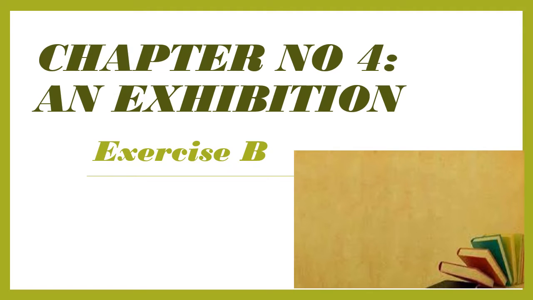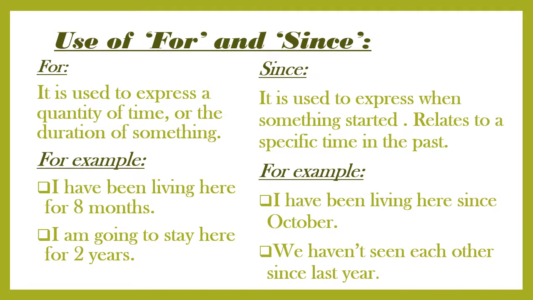Now we shall do exercise B. Now exercise B is related to use of for and since. Now first of all we shall discuss where we have to use for and where we have to use since. For is used to express a quantity of time or the duration of something. So for is used where we have to show quantity of time or duration of doing something.